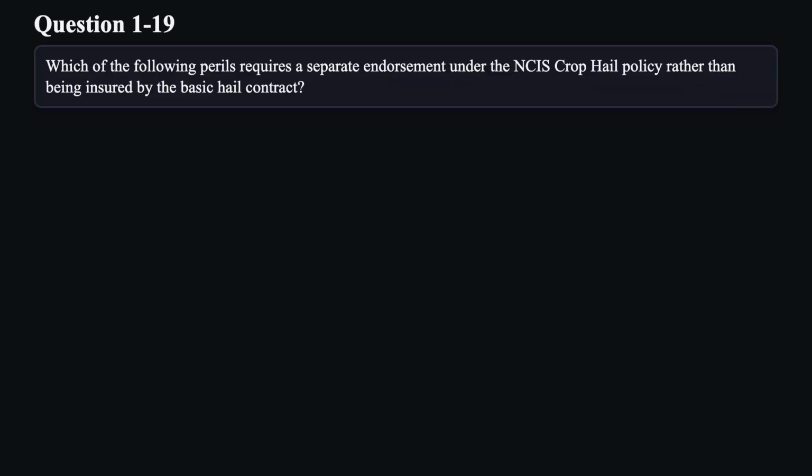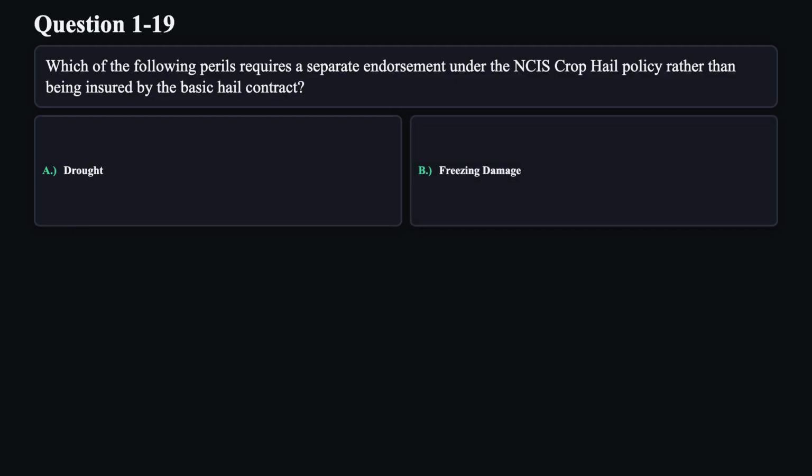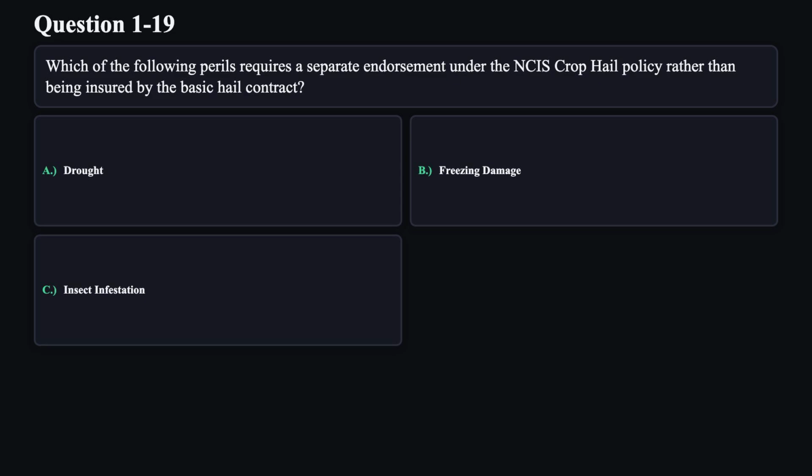Question 19. Which of the following perils requires a separate endorsement under the NCIS crop hail policy rather than being insured by the basic hail contract? A. Drought. B. Freezing damage. C. Insect infestation. D. Fire and lightning.